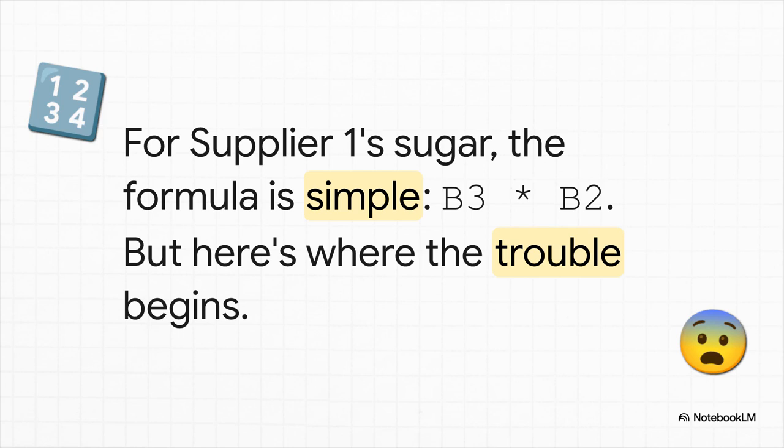So that first calculation, it looks just as easy as our last example. For the cost of sugar from supplier 1, we just multiply its quantity, that's cell B3, by the price of sugar up in cell B2. Simple enough, right? But this is where the trouble starts.